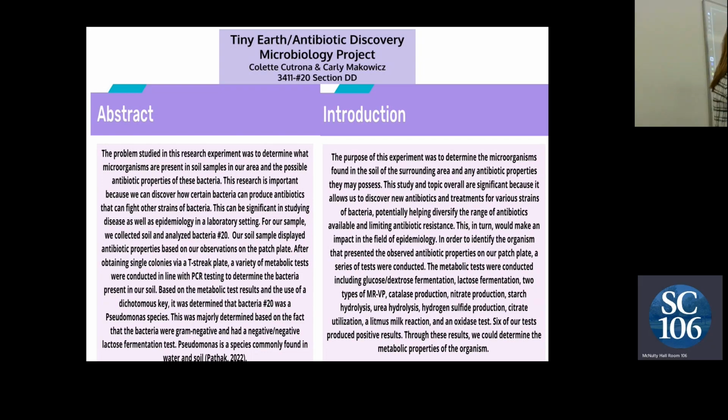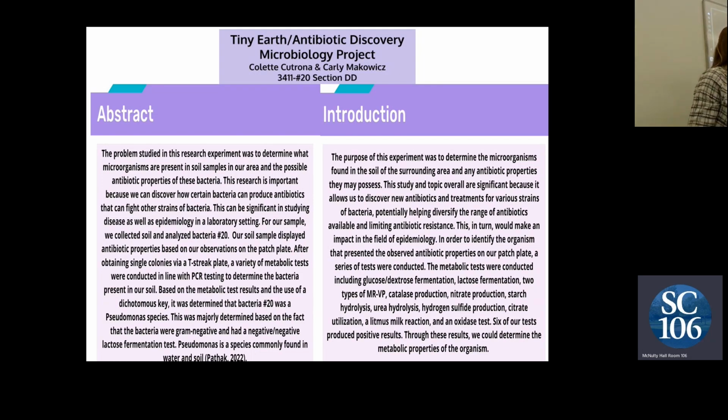For this project, as I mentioned, we examined a sample from our soil, and through a variety of isolation techniques, we were able to identify a particular species and if it was capable of producing antibiotics. Basically the purpose of our experiment was to discover any microorganisms that might have been living in the soil of surrounding areas, to find out whether they had any antibiotic properties so that they can possibly be used to create new treatments for different diseases and disorders and to alleviate the antibiotic resistance that's been prevalent.